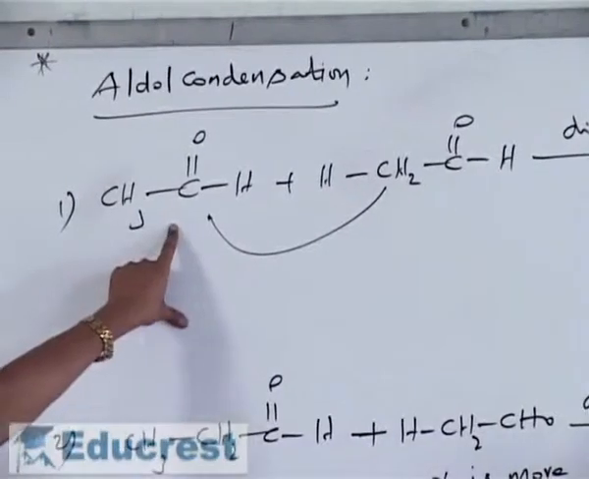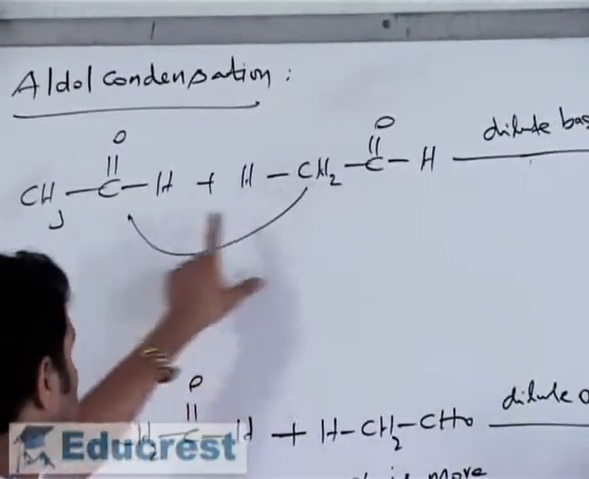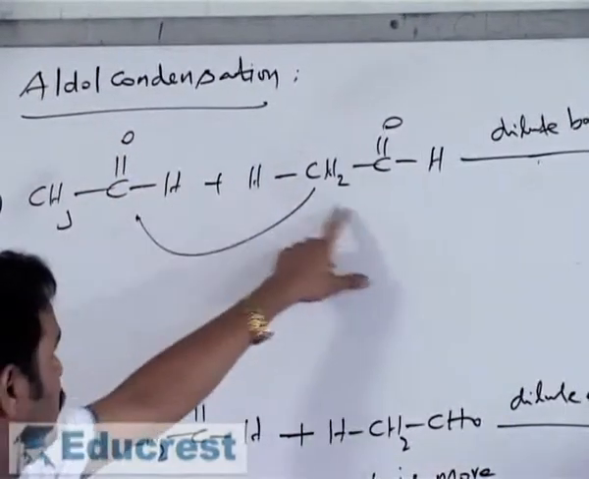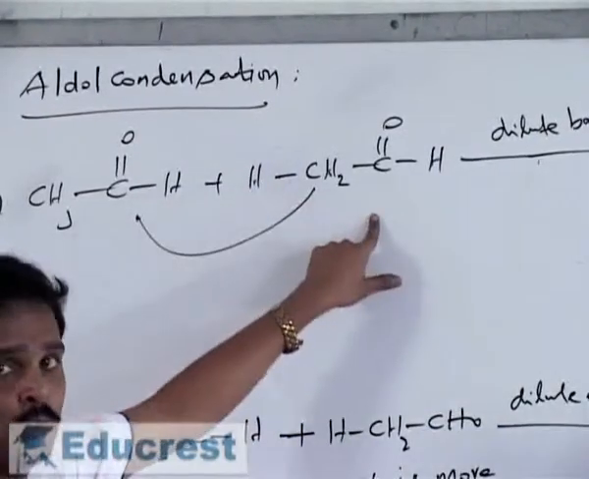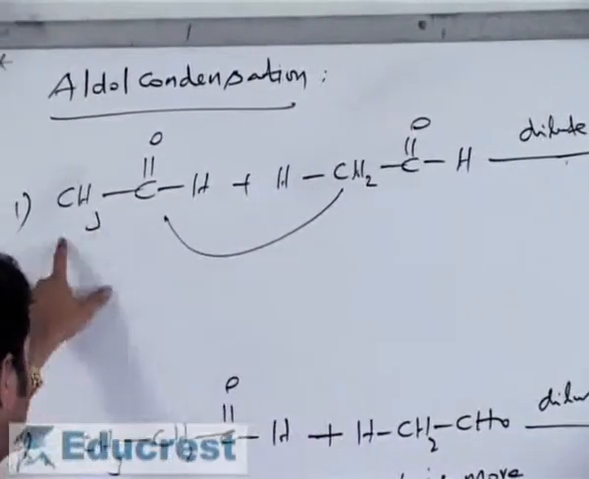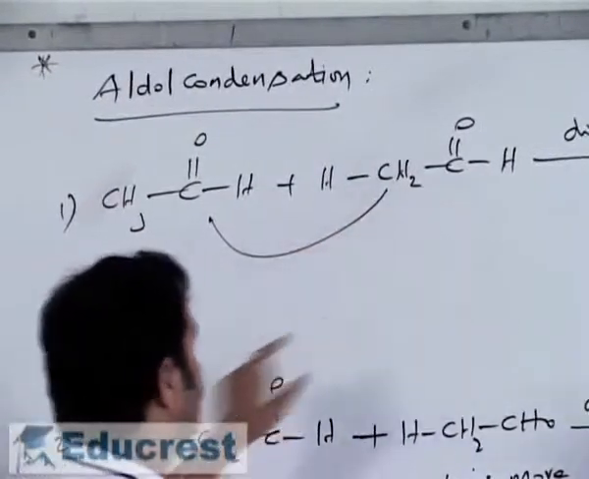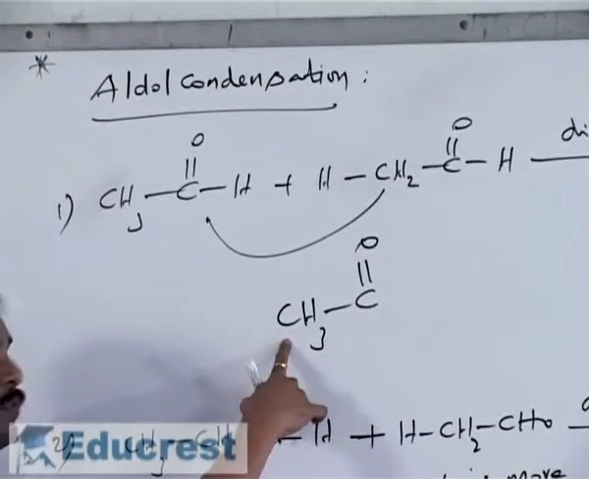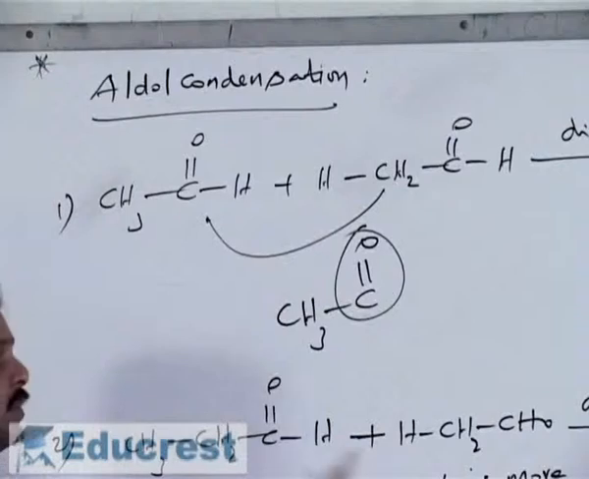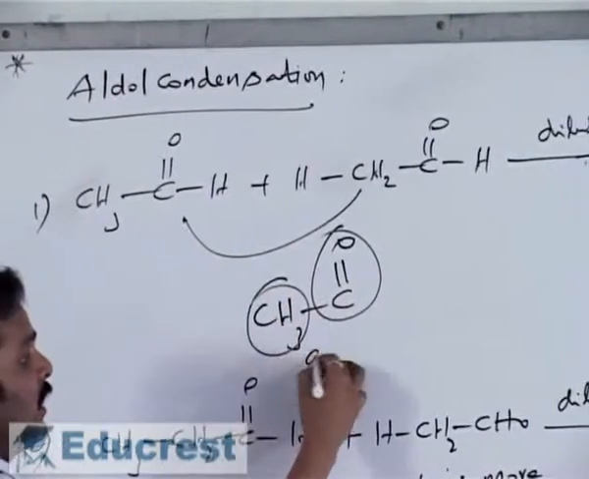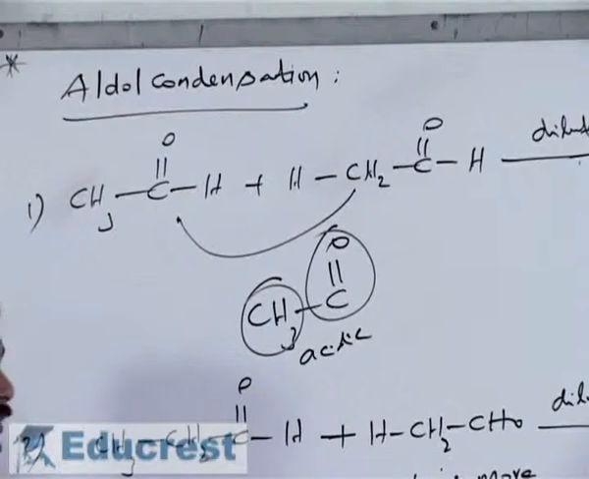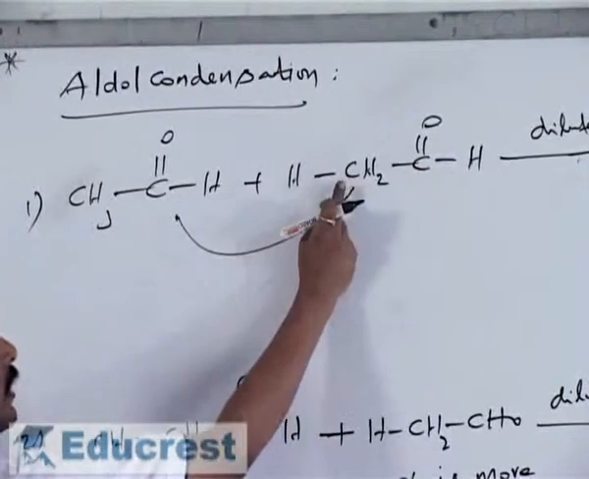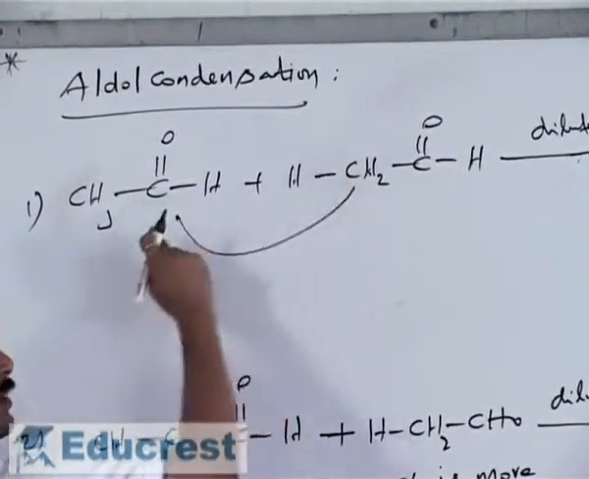Now, this is acetaldehyde, this is acetaldehyde, both I am taking acetaldehydes. Aldol condensation can take place maybe between two aldehydes or maybe between two ketones. Now, I am taking aldehydes, CH3CHO, this is CH3CHO. Known to you, whenever a CH3 group is attached to a strong electron withdrawing group, these hydrogens are acidic in nature, and hence in CH3CHO this hydrogen is acidic in nature, it gives H plus ion.